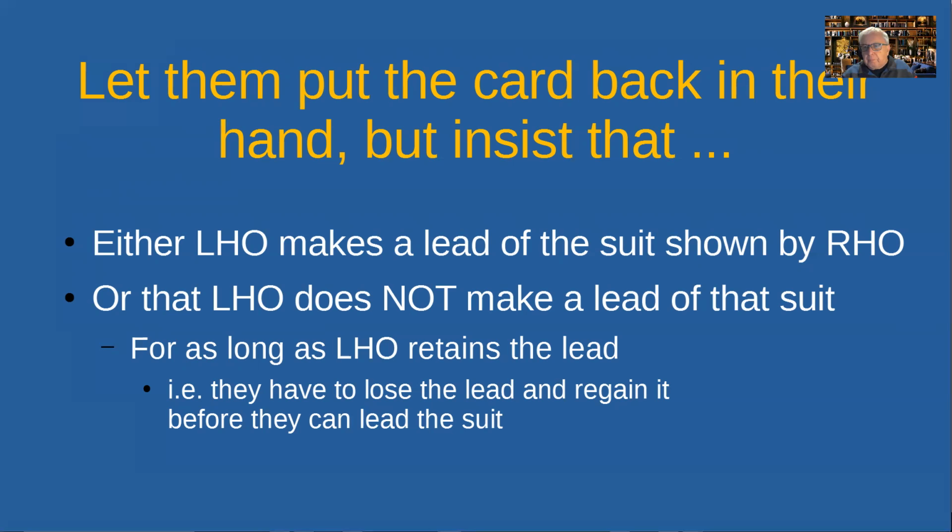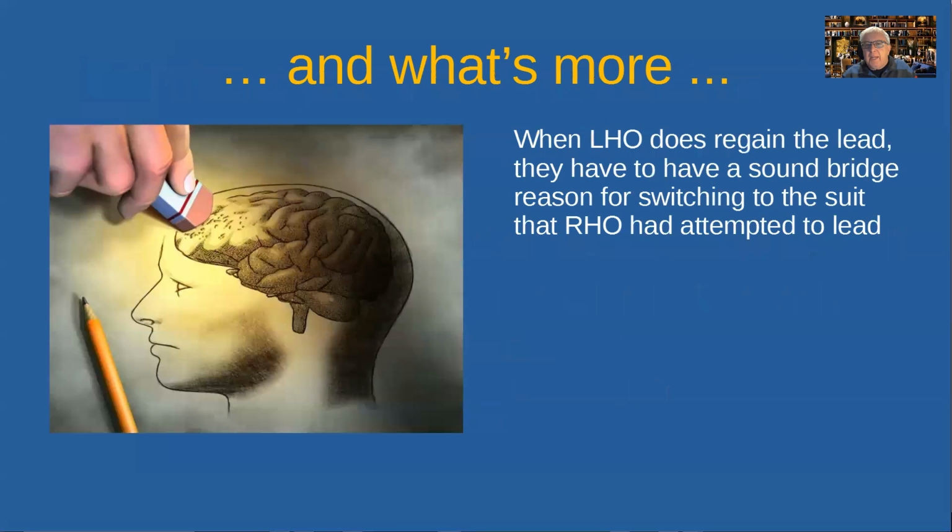And what's more, they can't just do it willy-nilly later on. This is where the memory eraser comes in. When it comes back to them and they do regain the lead, they've got to have a proper bridge reason that anybody playing that hand would have for switching to the suit that they'd been told they couldn't lead. And that's where the memory eraser comes in. It's the closest we can get that they can't just do it on the basis that they knew that their partner wanted to have the clubs led. They've got to have a reason that anybody playing the hand would be able to work out at that point.